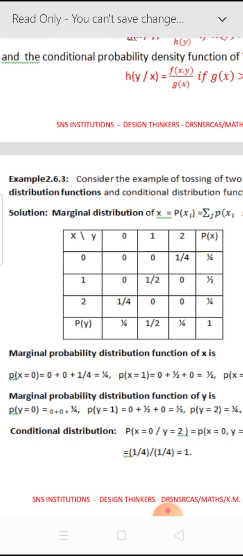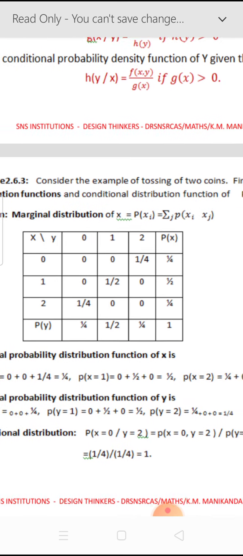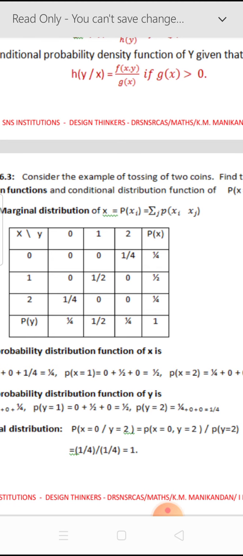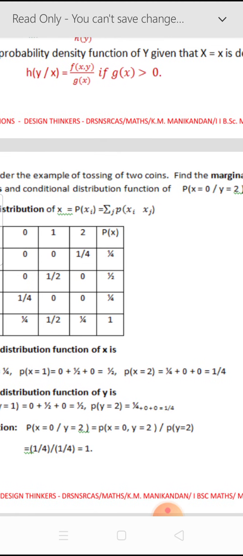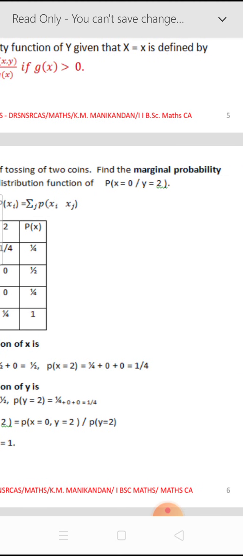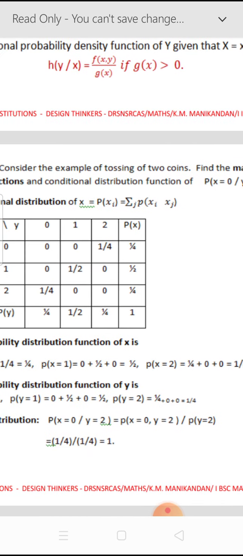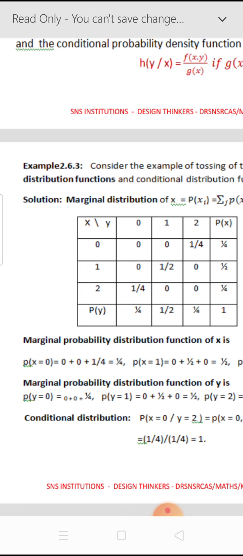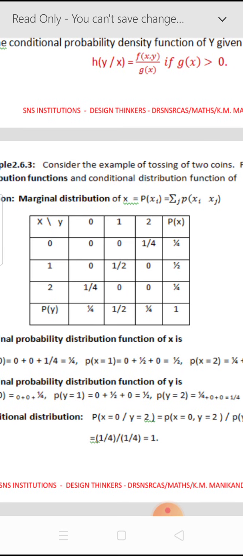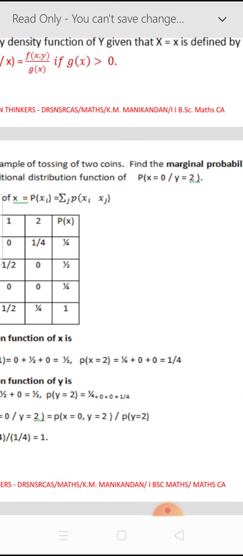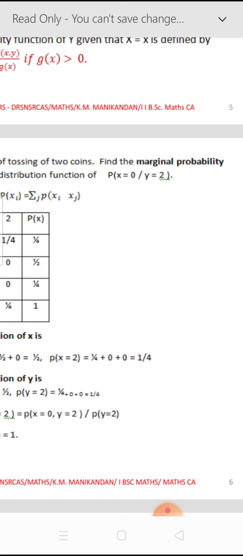Next we discuss the example problems. Consider the example of tossing two coins. Find the marginal probability distribution functions and the conditional distribution function of the probability of X equal to Y given Y equal to 2.